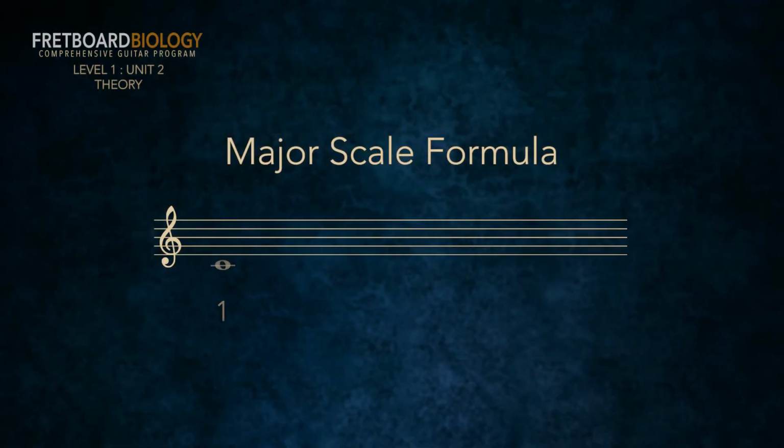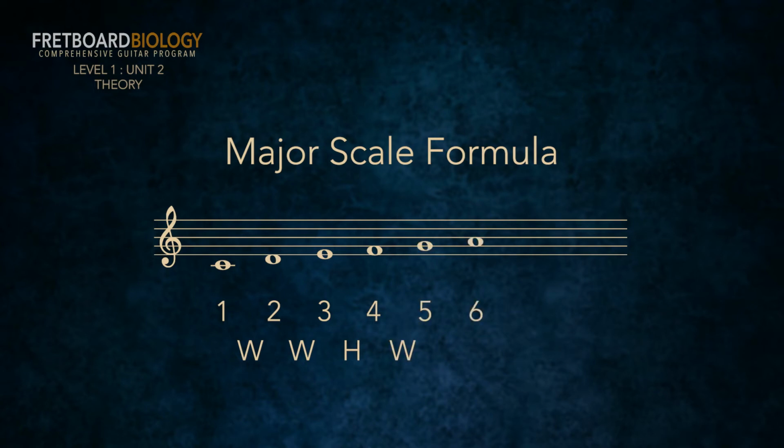The distance from the first scale degree, that's the tonic, to the second scale degree is a whole step. From the second scale degree to the third scale degree is a whole step. From the third scale degree to the fourth scale degree is a half step. From the fourth scale degree to the fifth scale degree is a whole step. From the fifth scale degree to the sixth scale degree is a whole step. From the sixth scale degree to the seventh scale degree is also a whole step. And from the seventh scale degree to the octave, that's the eighth scale degree, it's a half step.